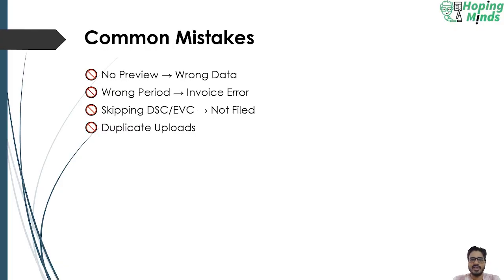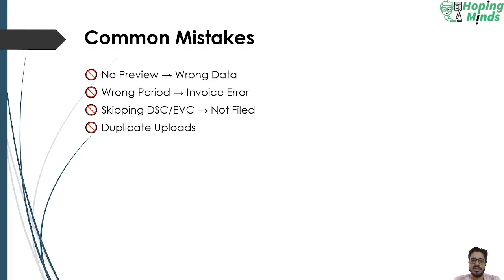So what are the common mistakes? No preview, wrong data. So many times taxpayer does not review the data that has been filled up in the GSTR-1 return and uploads the wrong data without previewing the generated summary. Then wrong period, invoice error. So period of return and the invoices which are getting uploaded must be in sync with each other.